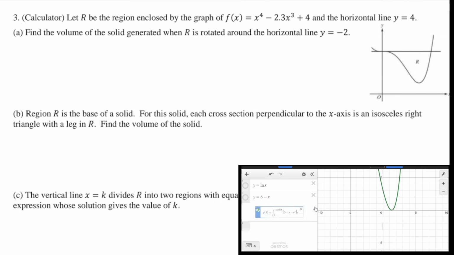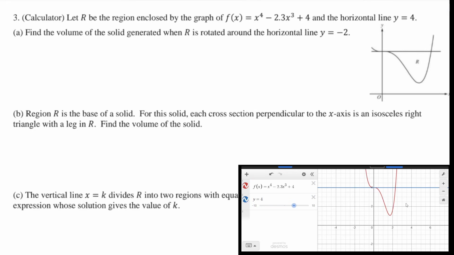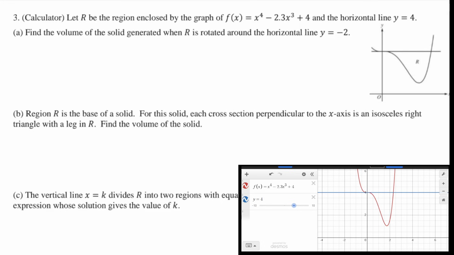Let's say we're going to graph f of x equals x to the 4 minus 2.3x cubed plus 4. And then this one is going to be the line y equals 4. Turn that on. Okay, so that looks just like what we're seeing in the figure. And find the volume of the solid generated when R is rotated around the horizontal line y equals -2. So that would be down here somewhere.